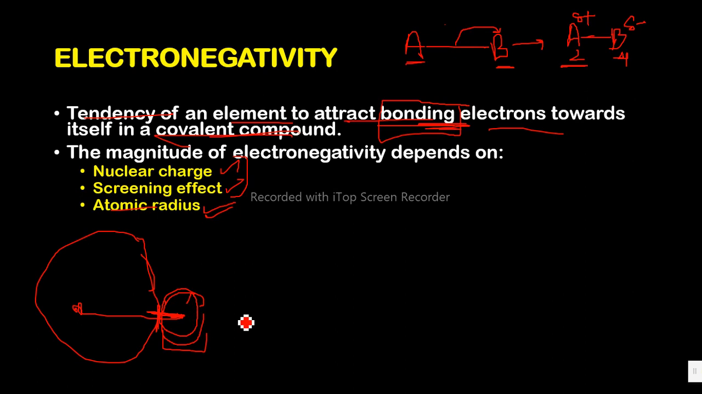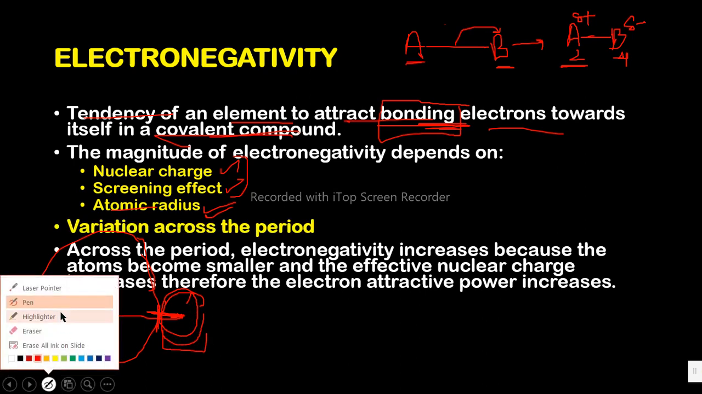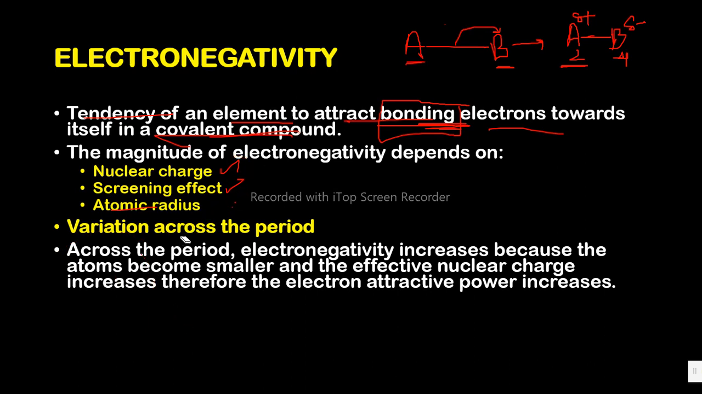Yes. So let's see how electronegativity varies across the period. Obviously it increases. Why? Because the atomic radius is decreasing. Let's do the writing. So, variation across the period: electronegativity increases across the period. Why? Because atoms are becoming smaller and the effective nuclear charge is increasing. Therefore, the bonding electrons will be strongly attracted to the nucleus.